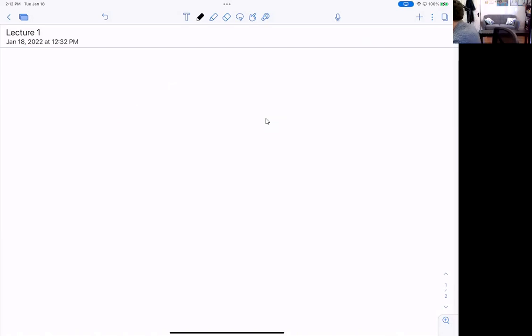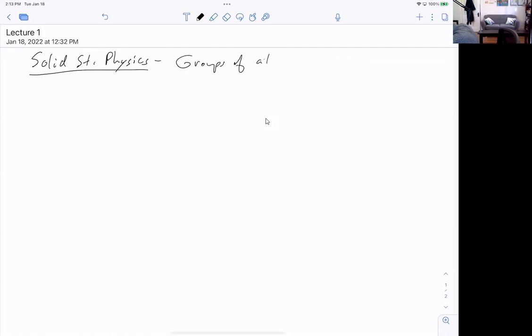So I'll just start from the beginning. We're going to be talking about solid state physics. I'm not going to go over the syllabus and all that, so you can look at that and ask me questions if you have any. But let's just start with the topic of the course, which is solid state physics. Solid state physics is the study of groups of atoms. When you take a bunch of atoms and stick them together into a solid, that's solid state physics, the study of that.